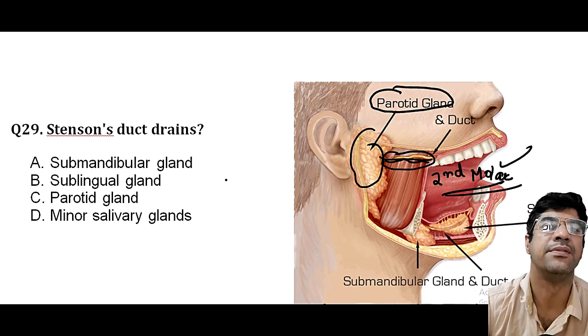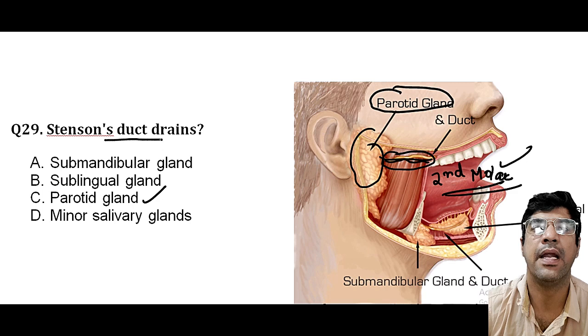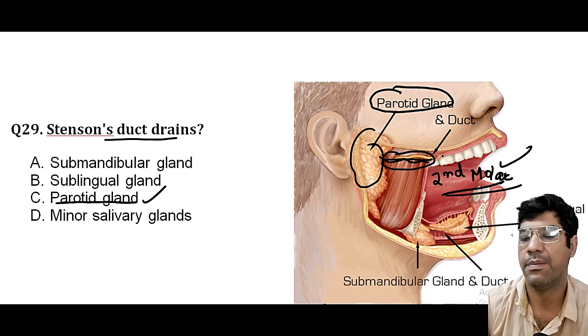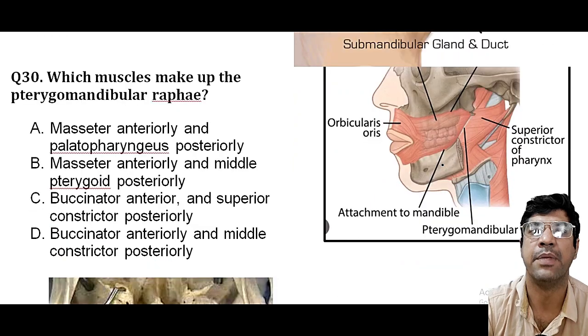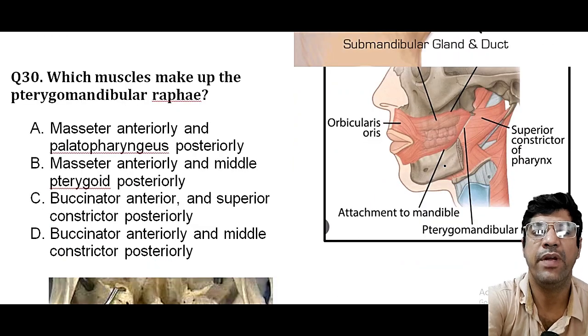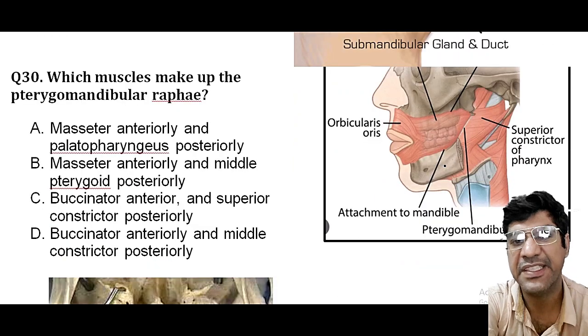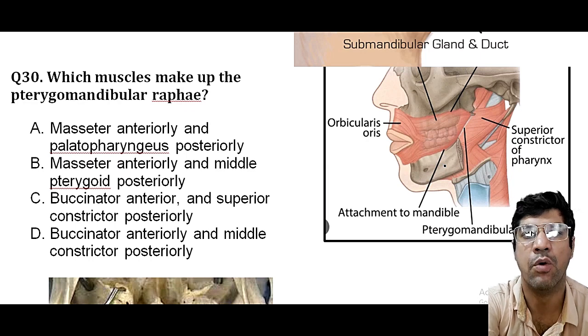So that is why the answer is parotid gland. Stenson duct drains the parotid gland. Remember that from your entrance examination point of view. Moving to the next question, which muscles will make up the pterygomandibular raphe?